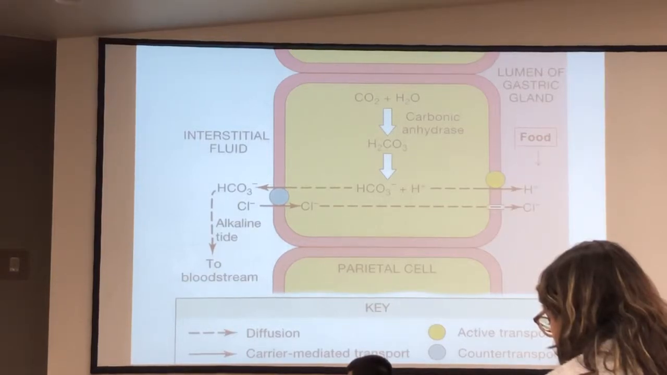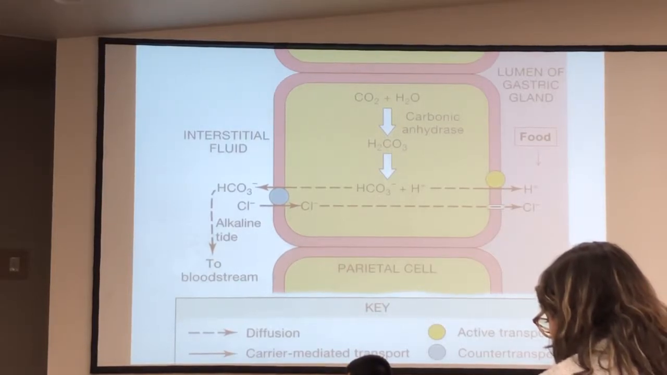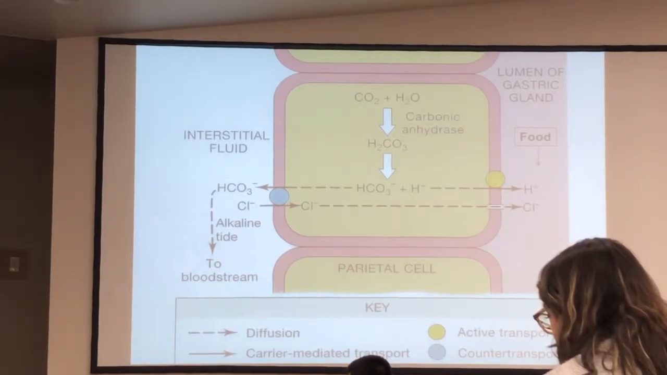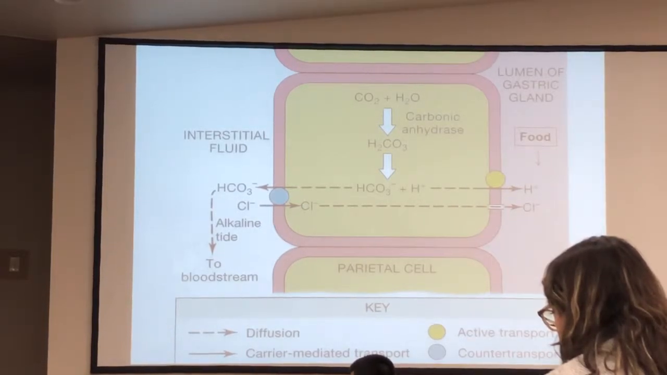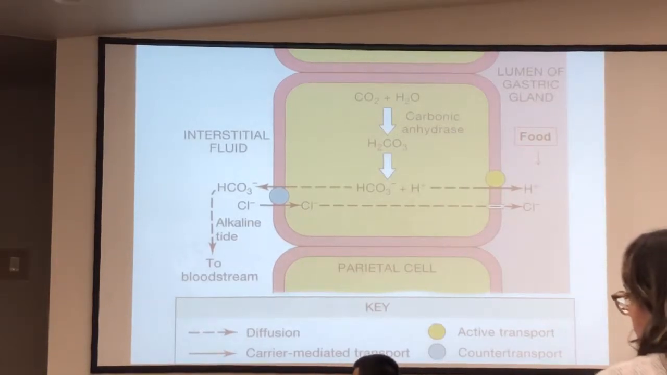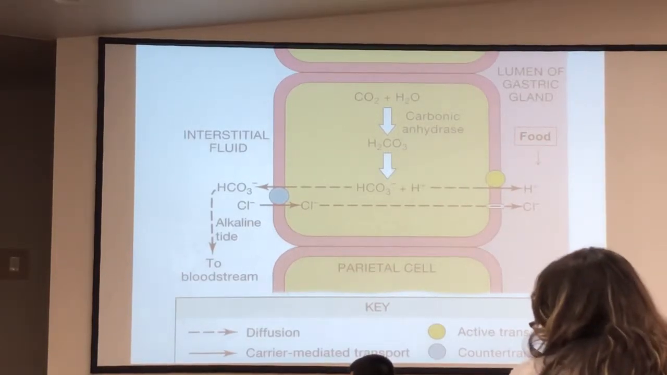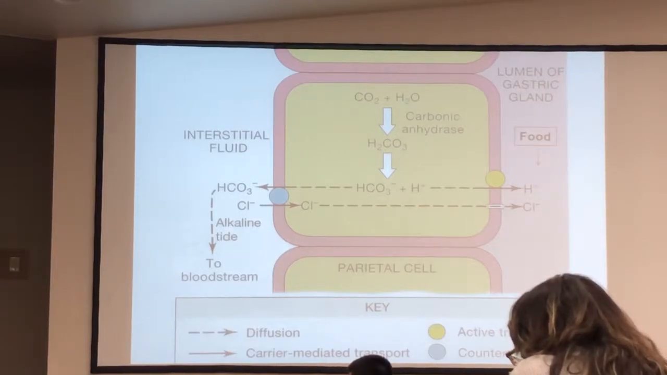But in the blood, in the vein, this one is in the lumen, this one in the vein. The pH increases in the gastric vein, because of more bicarbonate ion, so more alkaline, and so this is the alkaline tide.